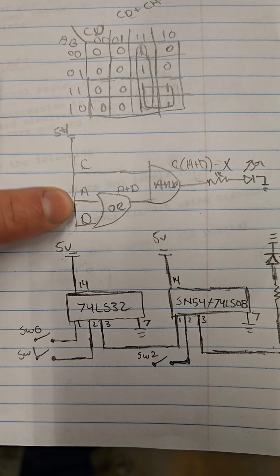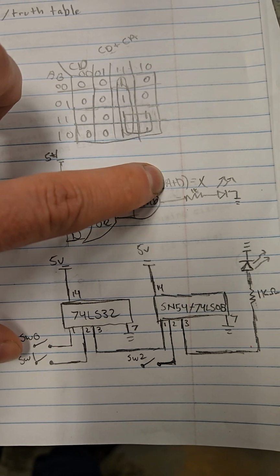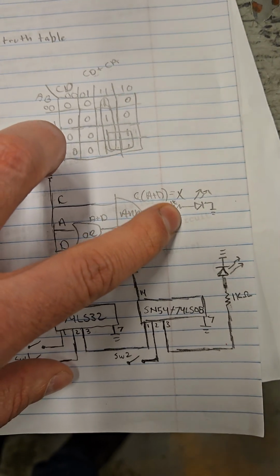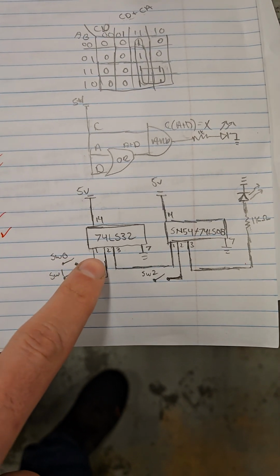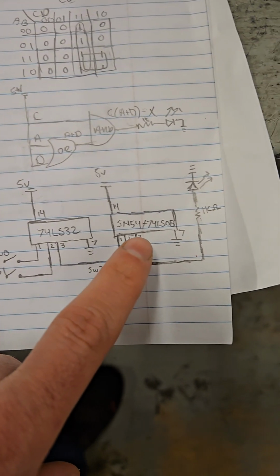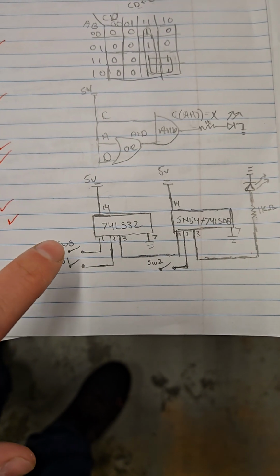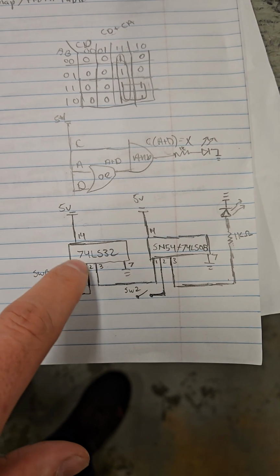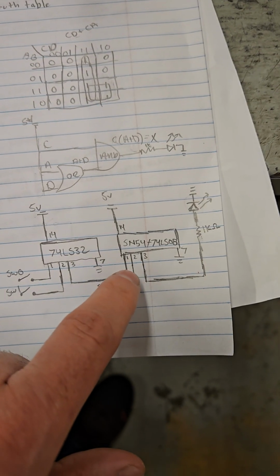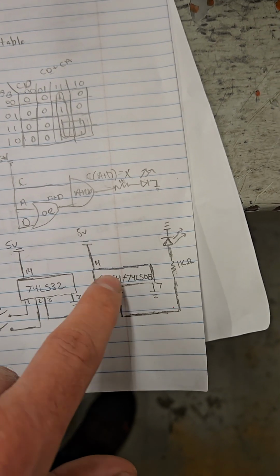So you have C, A, D, OR gate makes A or D, and then C, A, and D comes out, hits a resistor, and the LED and the ground. We use IC chips. I have them labeled as 74LS32, SN5474LS08. So we have switch 0 and 1, which will be our A and D. Comes up here through an OR logic inside the chip, comes out to the AND chip, which we have switch 2, which will be our C, comes up, and together they go out into our LED light.